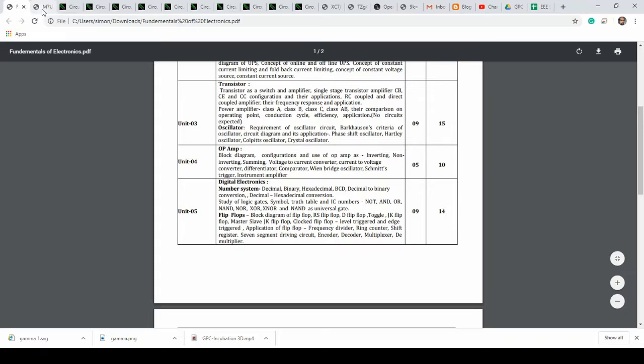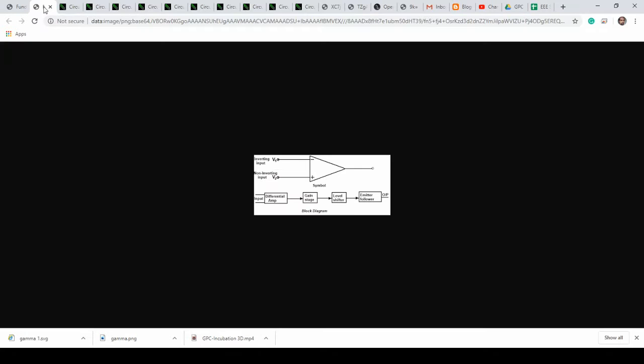Let's look at a typical operation amplifier block diagram. An operation amplifier has a symbol. It looks like this triangle with two inputs and one output. So why do you have two inputs? One is your inverting input and one is your non-inverting input. If I feed input to the inverting input, the output would be inverted. With the non-inverting input, the output would not be inverted. Let's look at that in a little bit of detail.